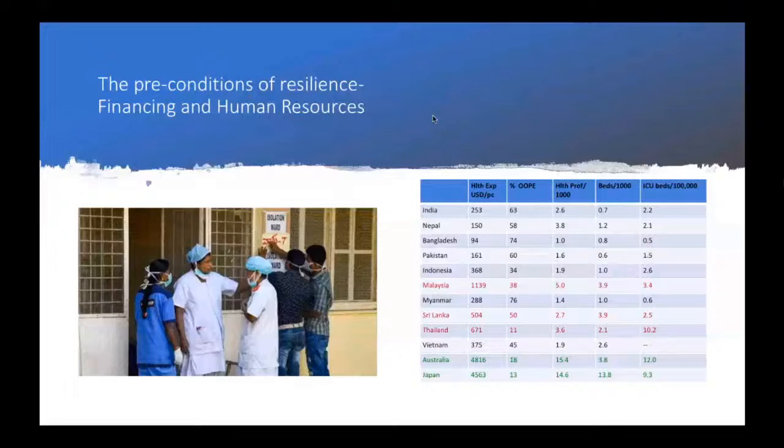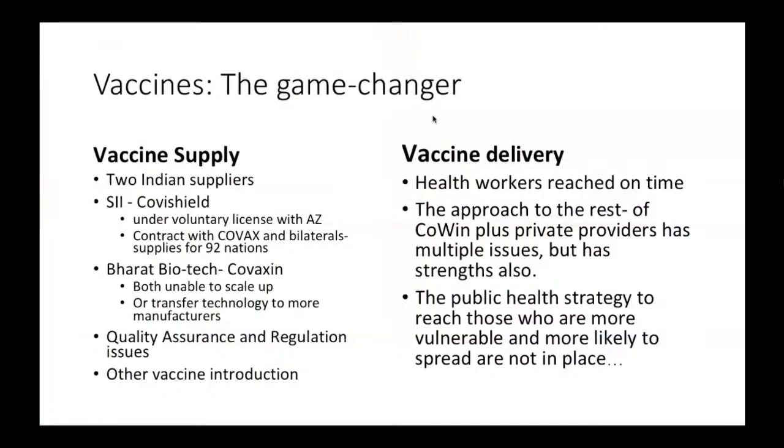And in that condition, we will do poorly. Finally, a word on the vaccine. On the supply side, we have a problem because, unlike in test kits, we have only two Indian suppliers.